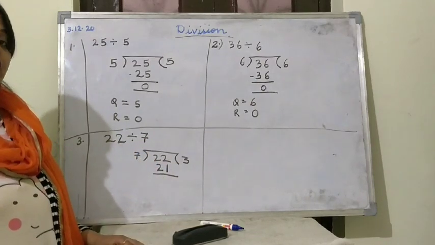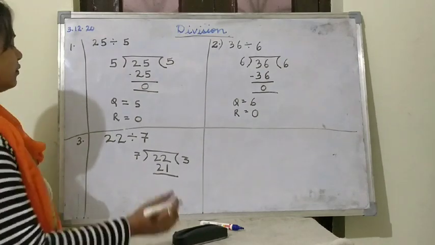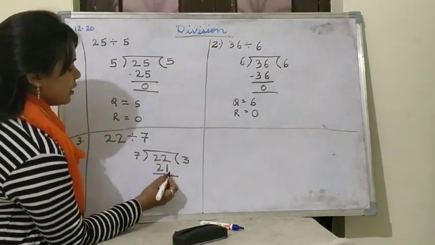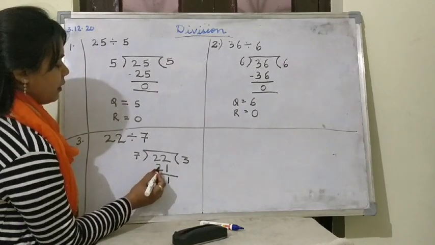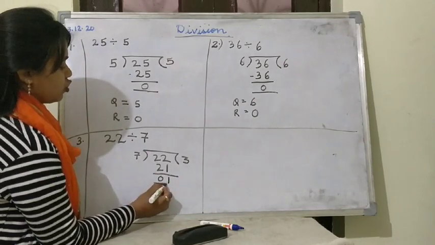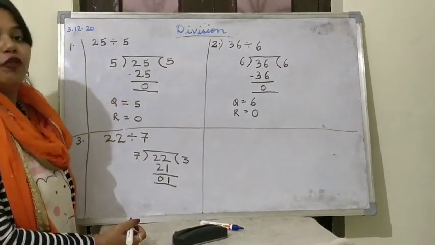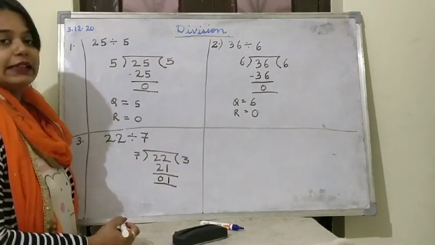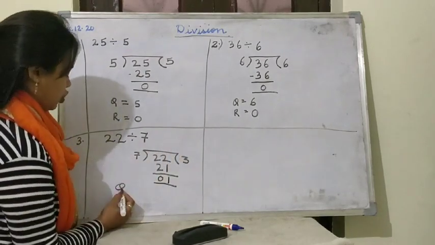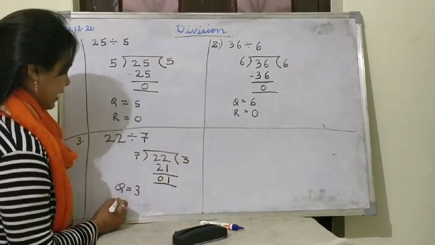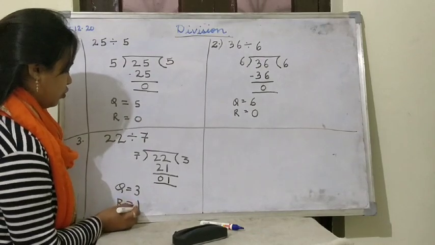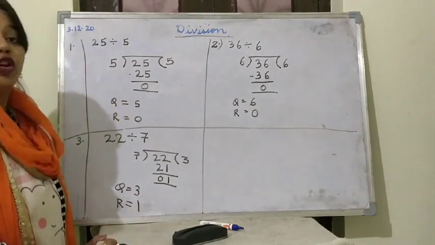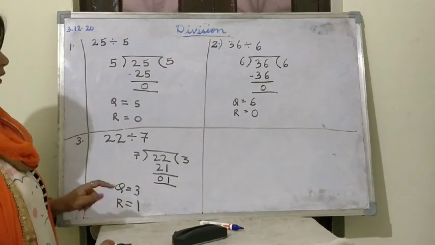Okay. Now we have to subtract. 2 minus 1, 1. 2 minus 2, 0. So your remainder is 1 and quotient is 3. So your quotient is equal to 3. Remainder is equal to 1. Do not forget to mention quotient and remainder.